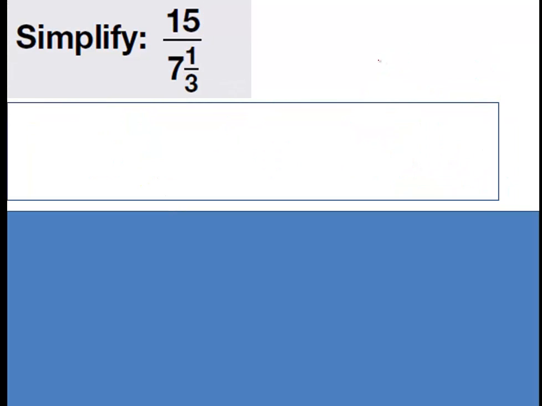Let's take a look at another one. So here we've got 15 over 7 1/3. Let's just do this one together, okay? So first thing we've got to do is turn them both into fractions. So let's go ahead and make our fraction line. 15, how do we make that a fraction? Well, we put it over 1. Now it's a fraction rather than a constant of 15. And 7 1/3 is going to be 7 times 3, which is 21, plus the 1 is 22. So you've got 22 over 3. Now we've got our two fractions.